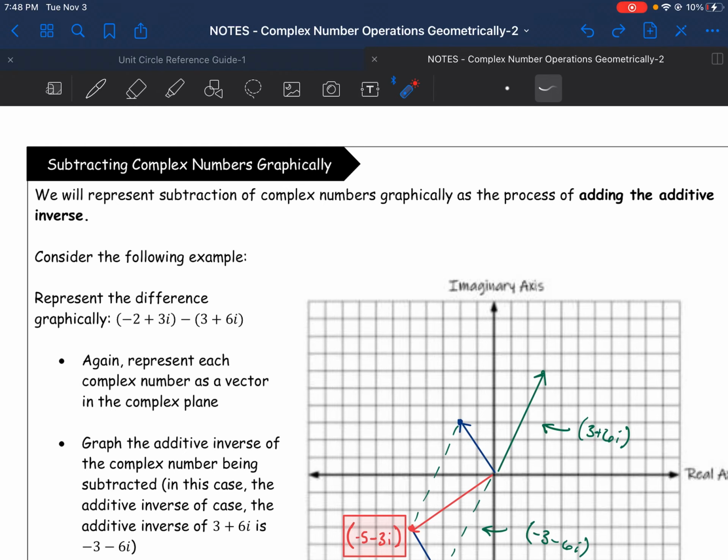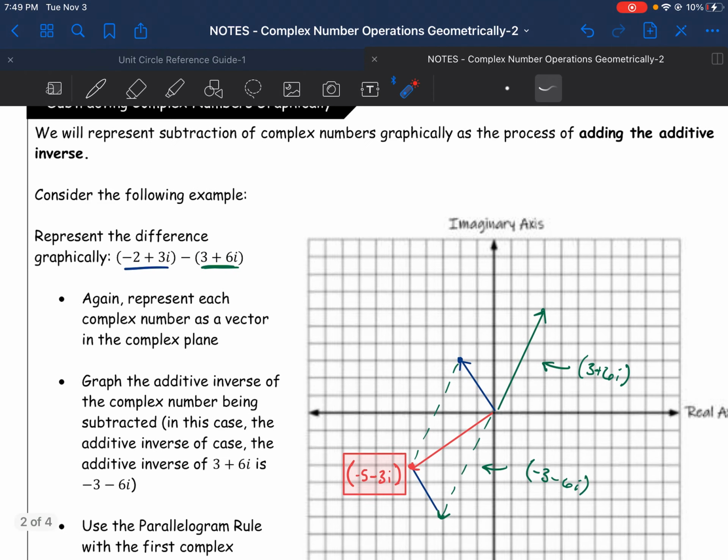Again, we want to represent each complex number as a vector in the complex plane. So in dark green, I did 3 plus 6i. In dark blue, I used negative 2 plus 3i. And here they are graphed. So here's 3 plus 6i. Here's negative 2 plus 3i. Notice I'm not doing anything yet with the minus sign in the middle. So I'm just graphing the original two complex numbers as vectors.